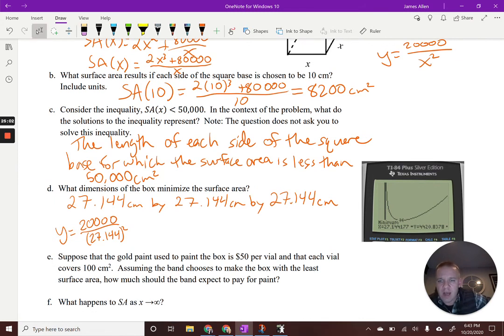Last couple. Suppose that the gold paint you used to paint the box is $50 per vial, and that each vial covers 100 centimeters squared. Assuming the band chooses to make the box with the least surface area, how much should the band expect to pay for the paint? Well, lucky for us, we've got our graph still up here. Remember that y value we talked about? That is our minimum surface area.